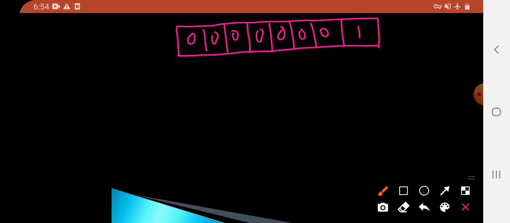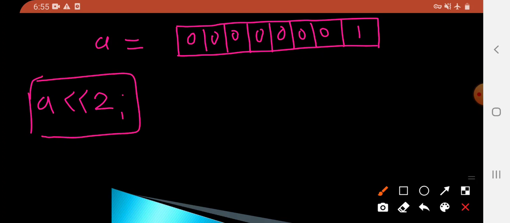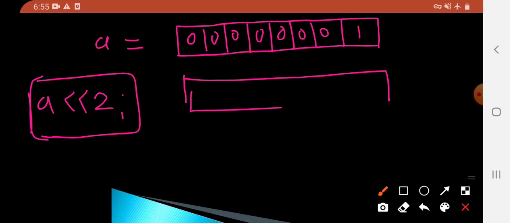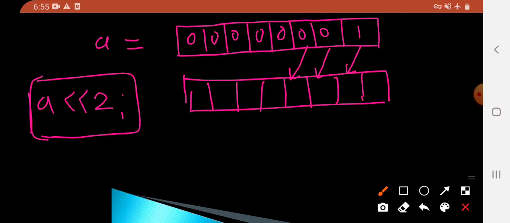Now I am applying a left shift to the value of a. You have to perform this operation, the left shift operator. Now this will move to the left. So here your result will look something like this. This bit will move to the left, so all these bits will be left shifted.